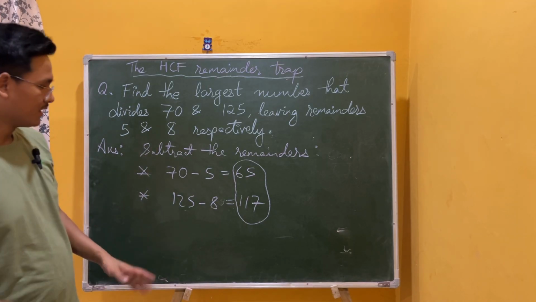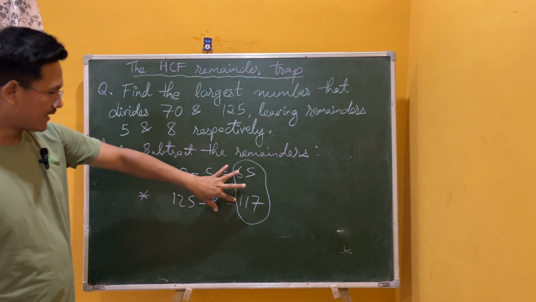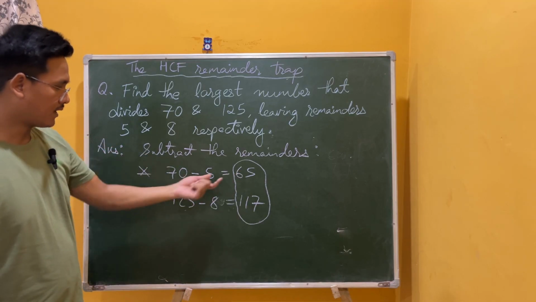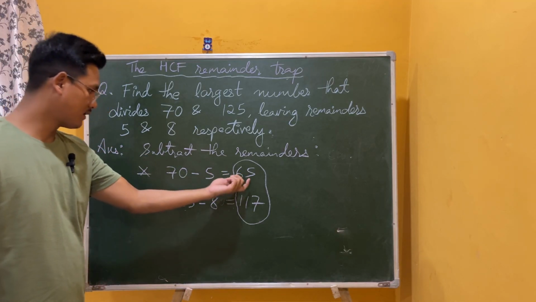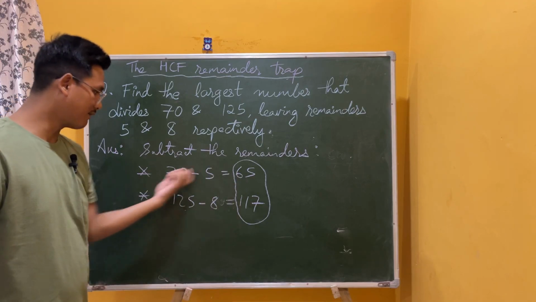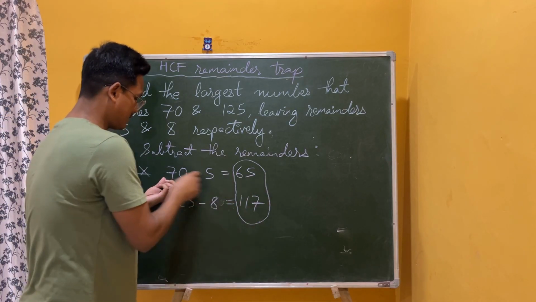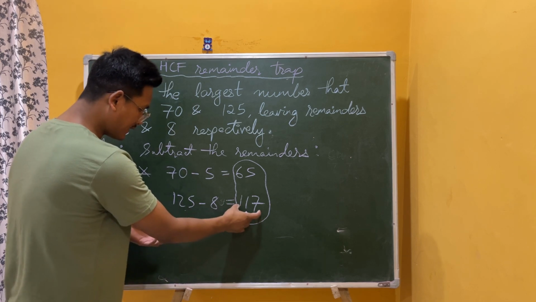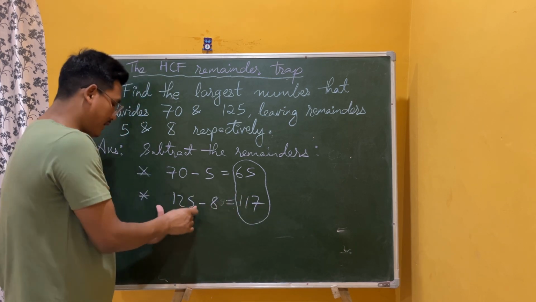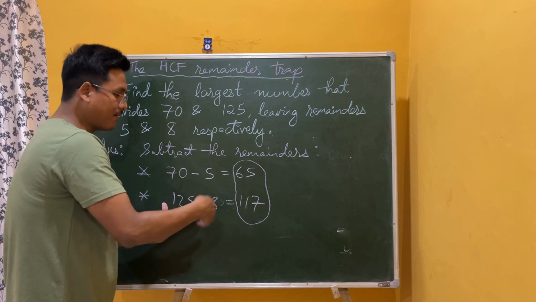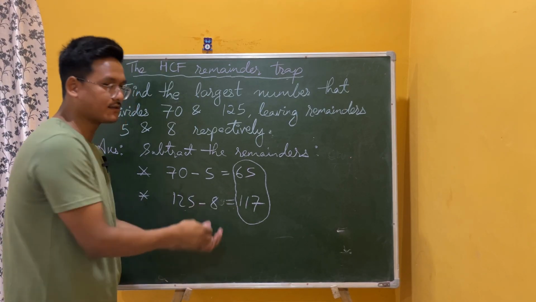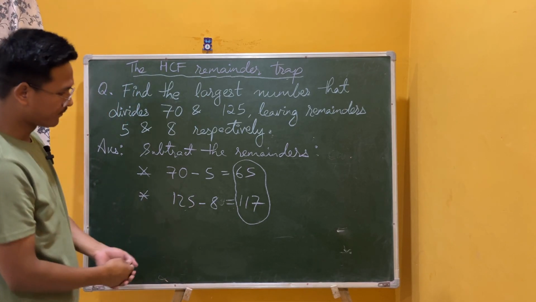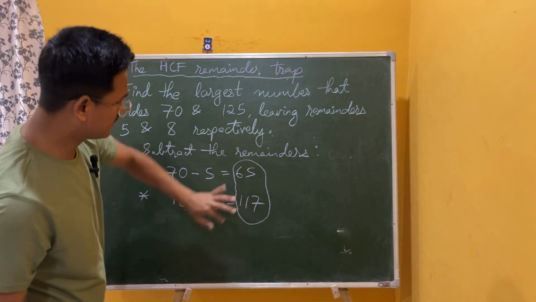Whichever number it is, it divides these two numbers. But if 65 is 5 less than 70, then dividing 70, it will give 5 remainder. And if 117 is 8 less than 125, then dividing 125 by that number will give 8 as a remainder. So let us find the HCF of these two numbers.